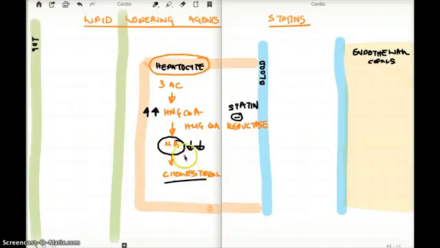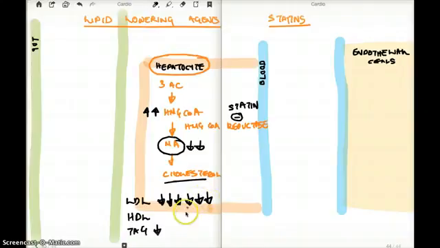Now, what effect is it going to have on LDL, on HDL, and TAG? What effect is it going to have? It is the agent that decreases LDL the most. Okay, LDL is going to be radically decreased. TAG is also going to be decreased, not as much as LDL. The radical decrease in LDL is seen with statins.